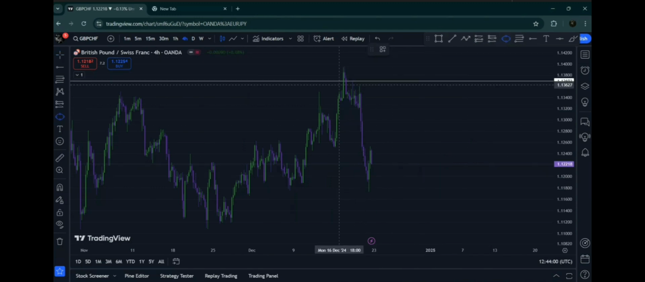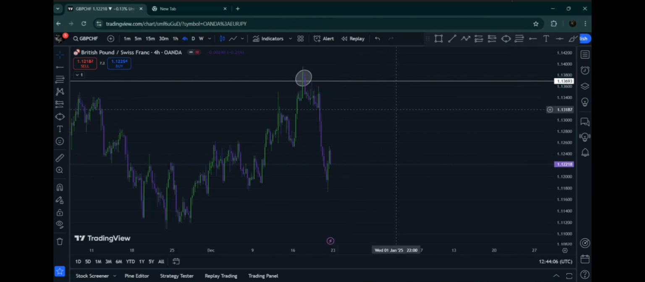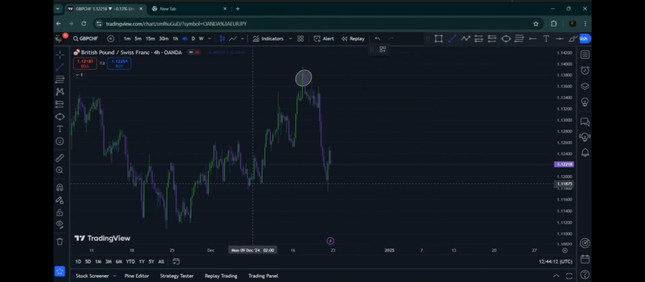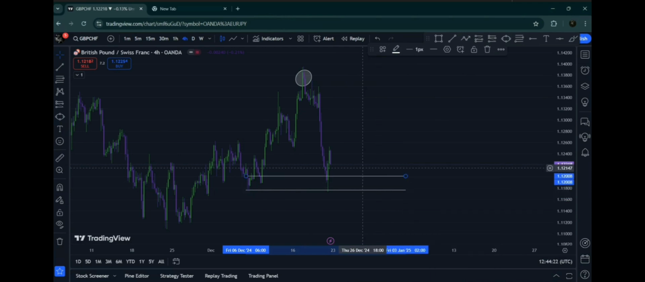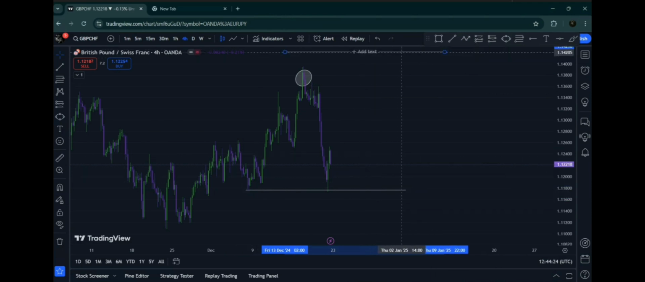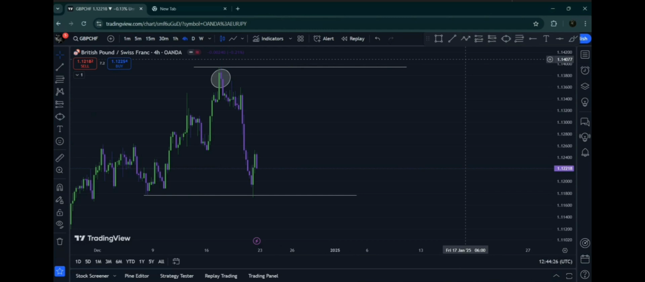So I could see this as a liquidity pattern. Right now, if I was focusing in a range, I would focus on this range from this low here to the high here.